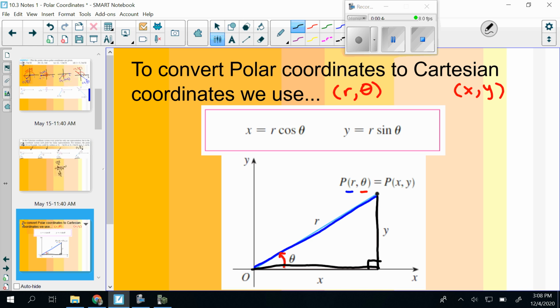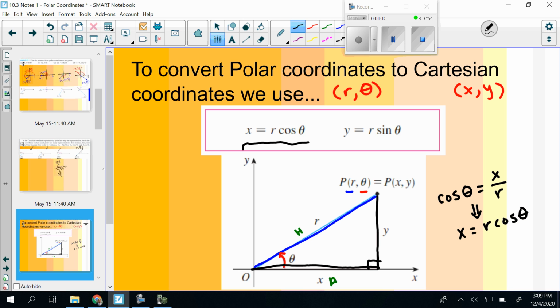So let's use what we know about right triangles. If we want to find x, that's the adjacent side. Our hypotenuse would be r, and so adjacent over hypotenuse, that's cosine. Cosine of our angle theta then would equal our adjacent side x over our hypotenuse r. By doing a little multiplying by r, this would then turn into x equals r cosine theta. And so that's our conversion to find x.